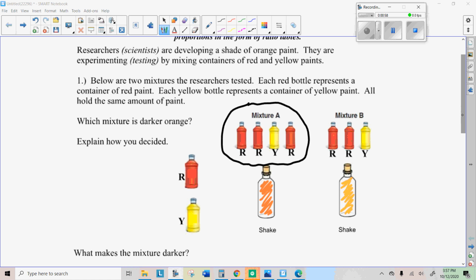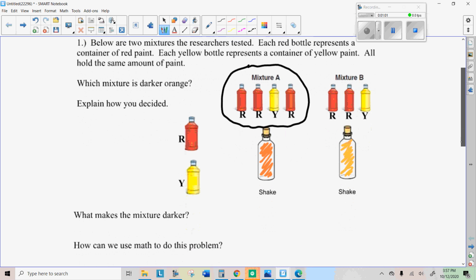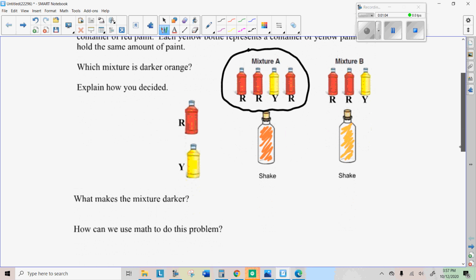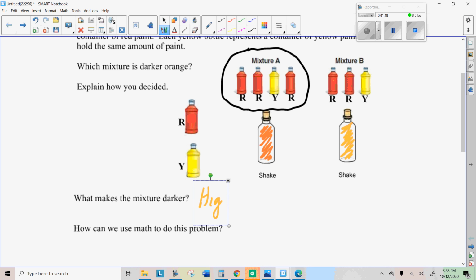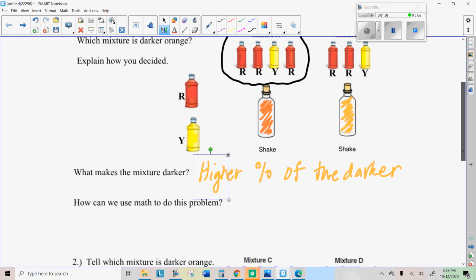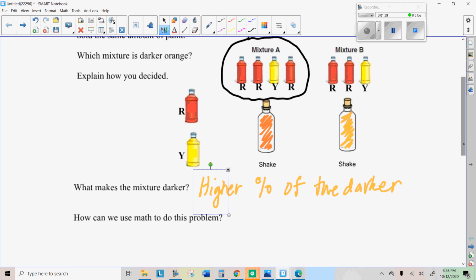Okay, so I chose mixture A and I went ahead and mixed it up there, and you can see I was right. It does make an orangier orange, or a darker orange. Now, what makes a mixture darker? You guys probably have your own reasoning for this. I'm going to say it has a higher percent of the darker color, the red. So whichever one has a higher percent of the darker color is going to be darker, right? Whichever has a higher percent of the lighter color is going to be lighter.